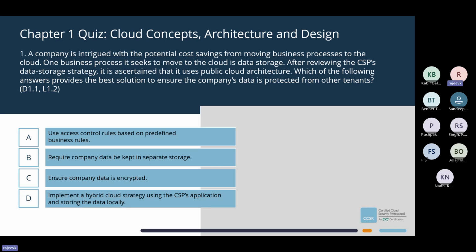I hope the question is clear. A company is looking at the potential cost savings from moving business processes to the cloud. One business process it seeks to move to the cloud is data storage. After reviewing the CSP's data storage strategy, it is ascertained that it uses a public cloud architecture. Which of the following answers will provide the best solution to ensure company data is protected from other tenants?